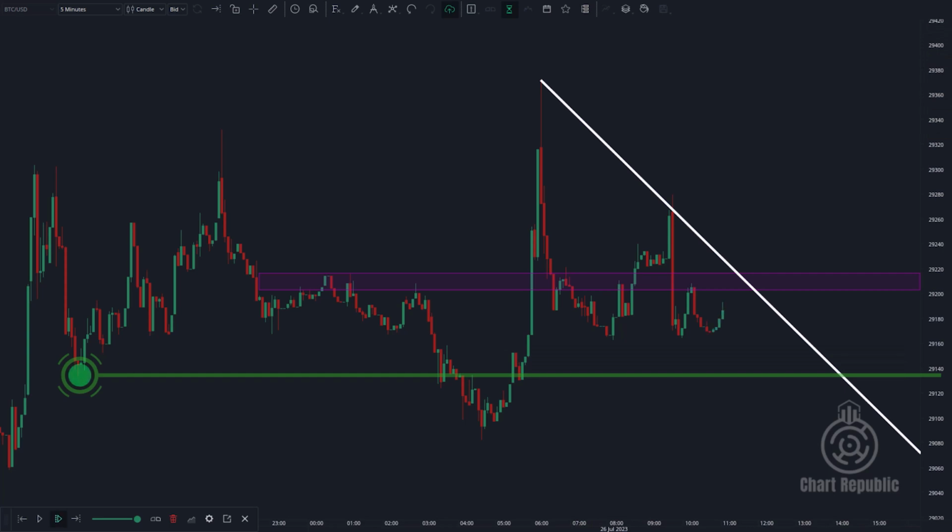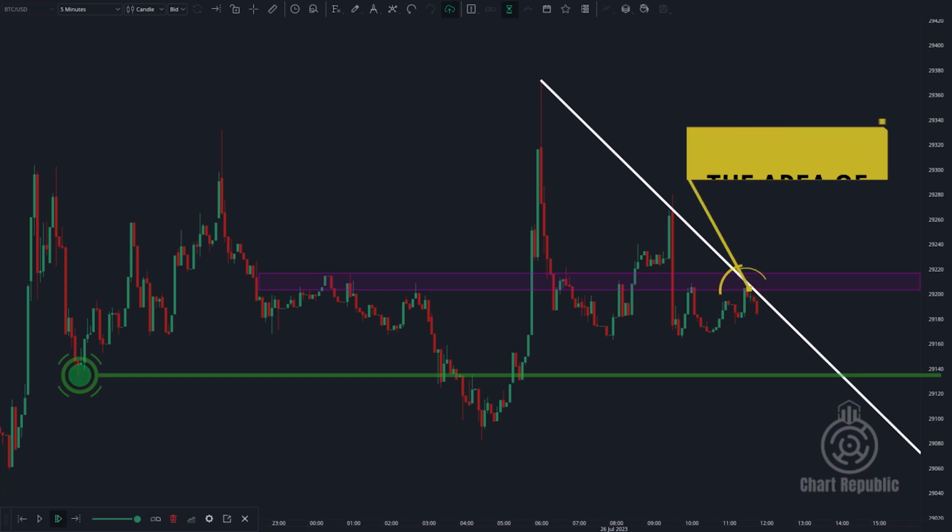Moreover, keeping an eye on various technical analysis elements could prove beneficial. For instance, incorporating a trend line that aligns with the breakout point can significantly enhance your trading strategy.